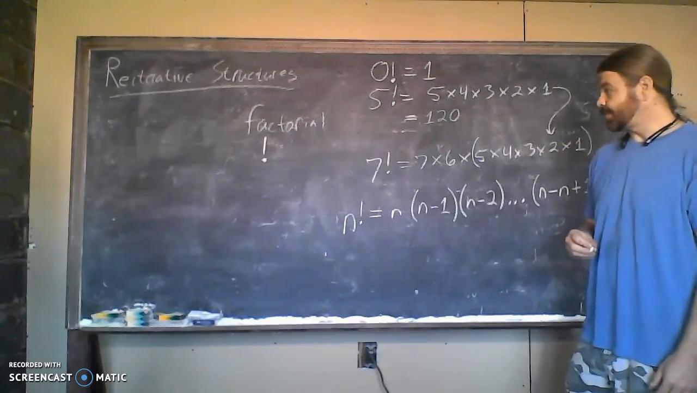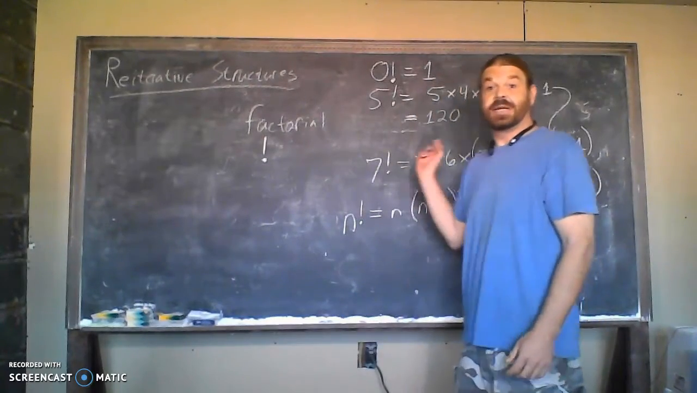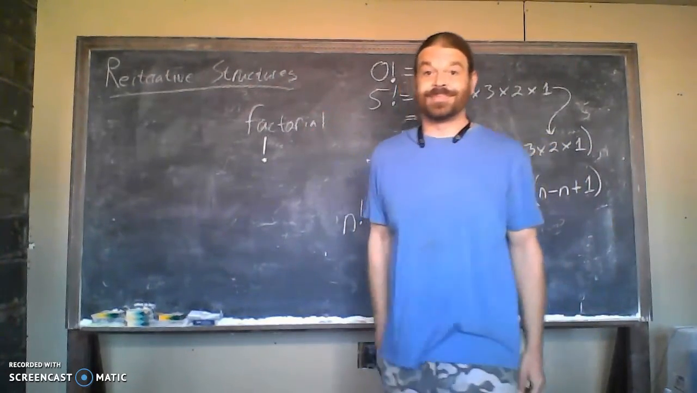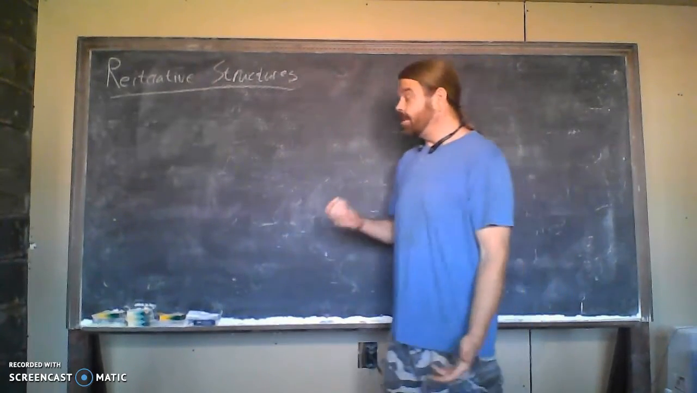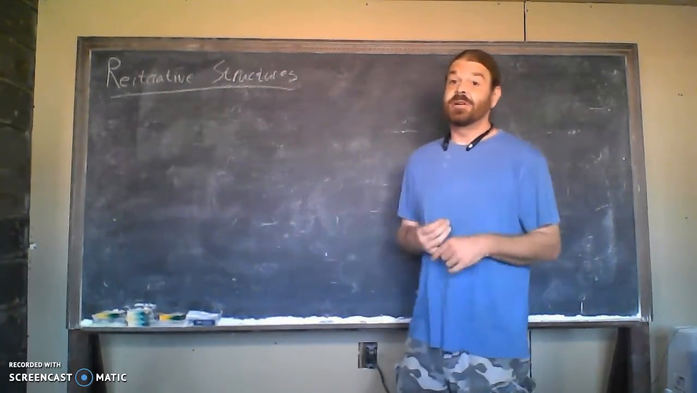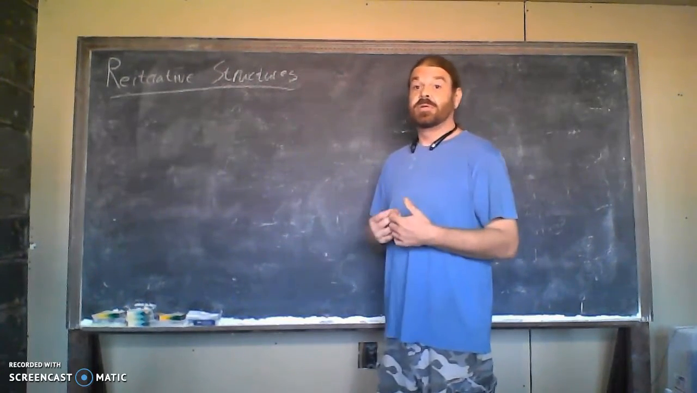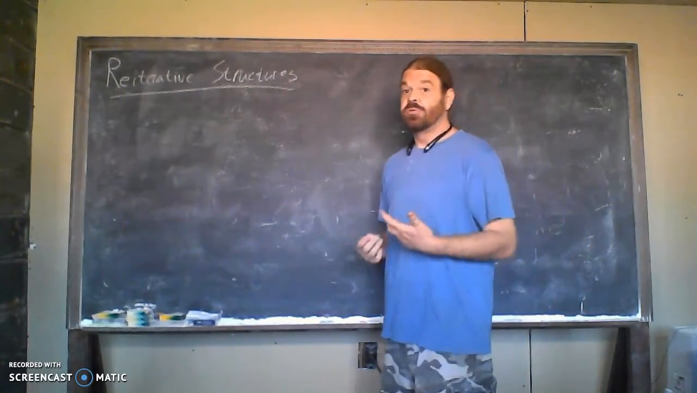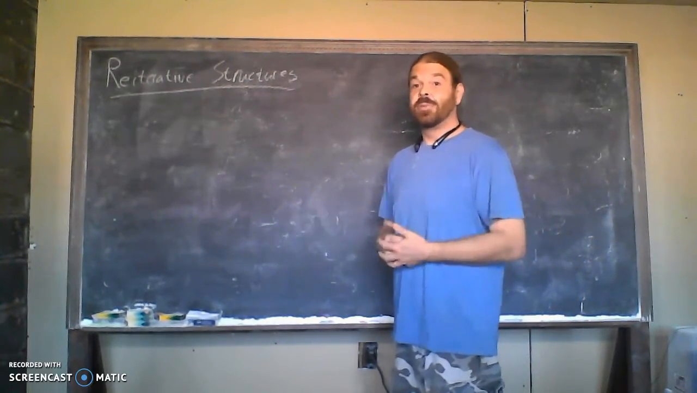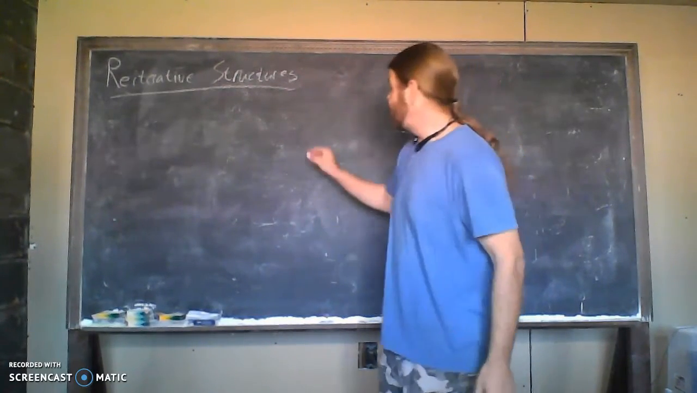So factorials. I'm going to erase the board and we'll get started with our first example of reiterative structures. We're going to use factorials for the examples, and these numbers do get very large very quickly. So when you're testing these, use small numbers, or you'll hit an overflow error. Overflow means it's too big of a number to fit inside an integer. They get very, very big very quickly.